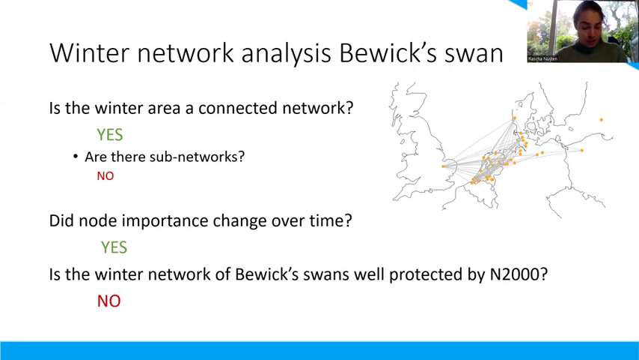And last but not least, if we overlay the Bewick's swan network of sites with the Natura 2000 protected area network, we see that the sites used by the swans are insufficiently covered by the formerly protected sites. These results call for a rigorous reassessment of the assignment of protected areas for target species of the Natura 2000 legislation.